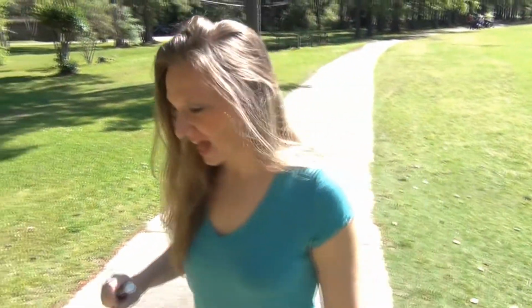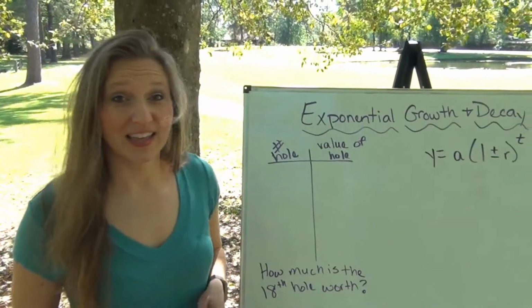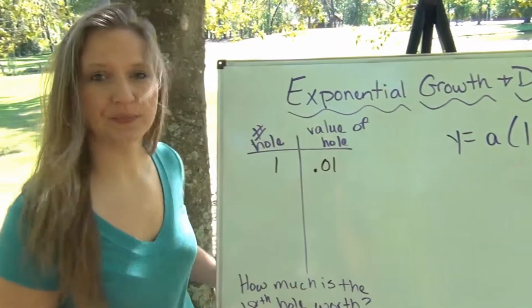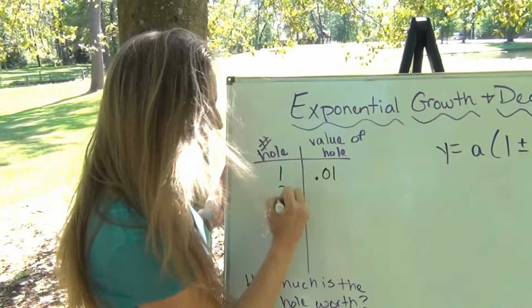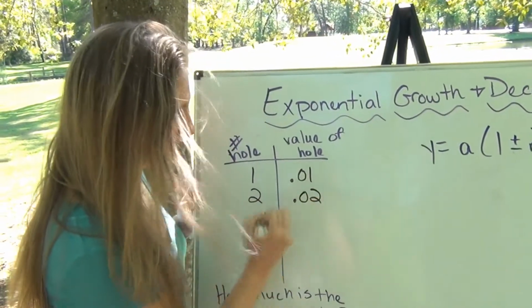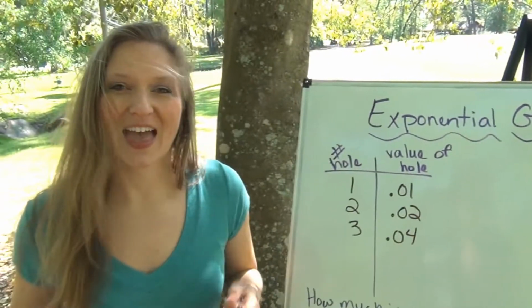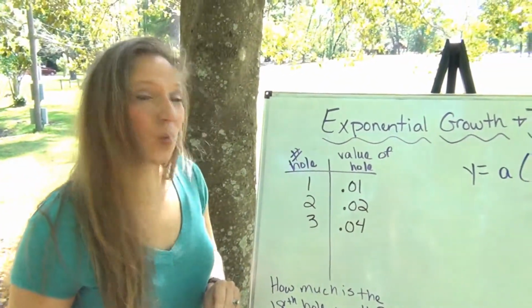So 1 penny, first hole. How much do you think the 18th hole was worth? So if the first hole was worth only 1 penny, and then we double it from here, the second hole is worth 2 cents, the third hole is worth 4 cents, and so on. So we can write a rule.